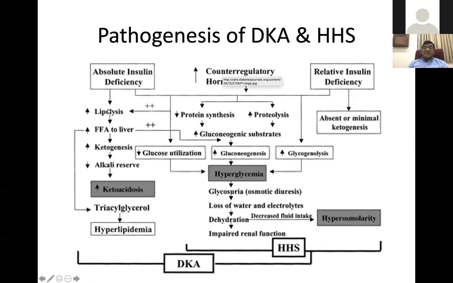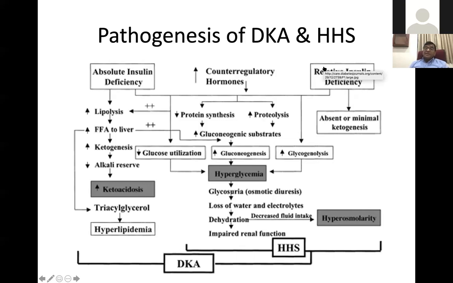And then in this line, there is this unopposed lipolysis leading to ketone body formation, and also using up the alkali reserve, which leads to ketoacidosis. And then there is protein breakdown, which, along with substrates from fat breakdown, supplies enough gluconeogenic substrates, which leads to gluconeogenesis. And also I told you about glycogenolysis, all of which leads to hyperglycemia. It leads to glycosuria, loss of water and electrolytes, dehydration, and impaired renal function, all of which also leads to hyperosmolarity. And the combination of ketoacidosis and hyperglycemia, we call it DKA.